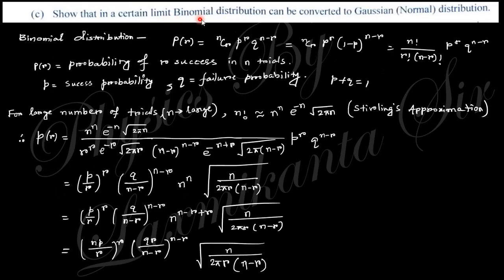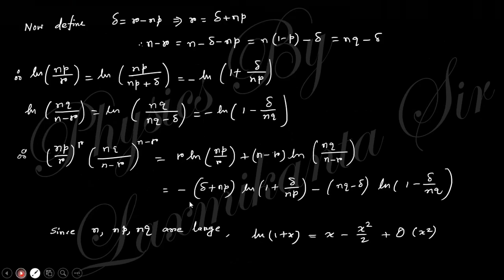Next, in a certain limit the binomial distribution can be converted into a Gaussian distribution. That limit is a large number of trials. If there is a large number of trials, this binomial distribution converts to the Gaussian or the normal distribution. For that you need to use the Stirling approximation, that is n factorial is n to the power n e to the power minus n. So if you just use these steps, you can easily find this.